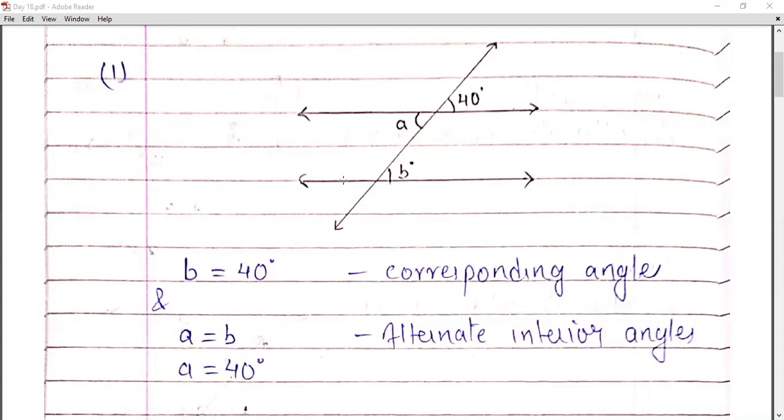Also, since these two lines are parallel, angle A and angle B are alternate interior angles.